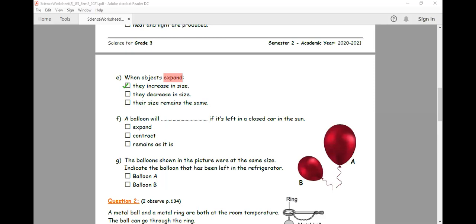We're not allowed to write in the chat at all. Yes, teacher. Yes, ma? What do you think? What happens to a balloon if we leave it in the car for some time? It's so hot in the car. It will contract, it will go smaller. Don't write anything in the chat.